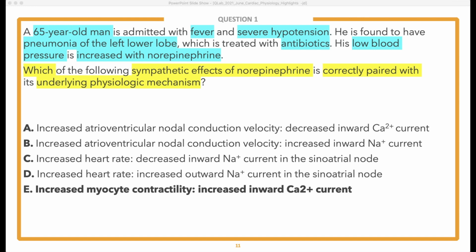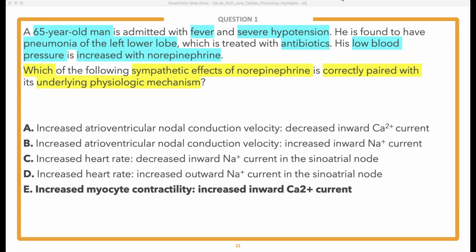Answer choice B, increased AV nodal conduction velocity paired with increased inward sodium current. This actually occurs via calcium channels. So an increase in the inward calcium current increases AV nodal conduction velocity, not sodium current. So answer choice B in and of itself is incorrect. And lastly, answer choice A, this is correct in that it's calcium that's involved in increasing AV nodal conduction velocity, but it's actually an increased inward calcium current, not a decreased one. So answer choices A to D are physiologically incorrect.